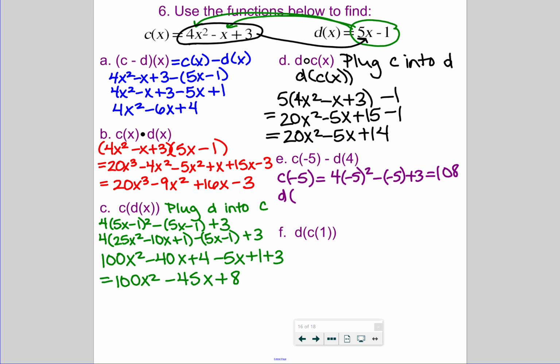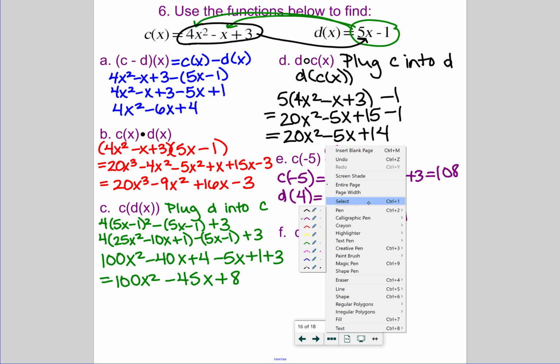Then I want to do D of 4. So 5 times 4 minus 1, which will be 19. And then the function notation tells me to subtract. So I'm going to do 108 minus 19, which will be 89, is my final answer.